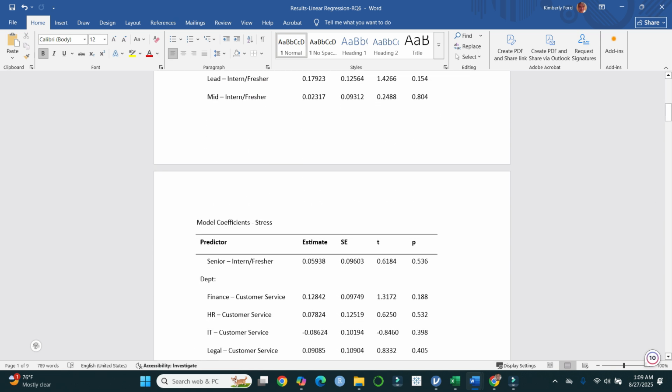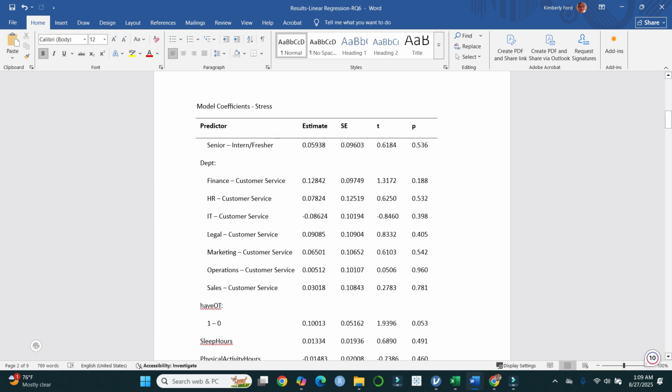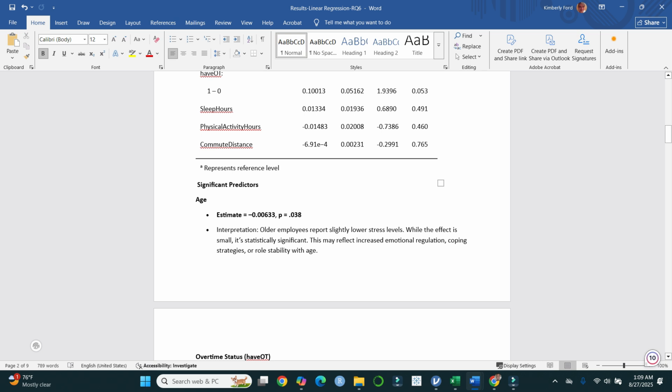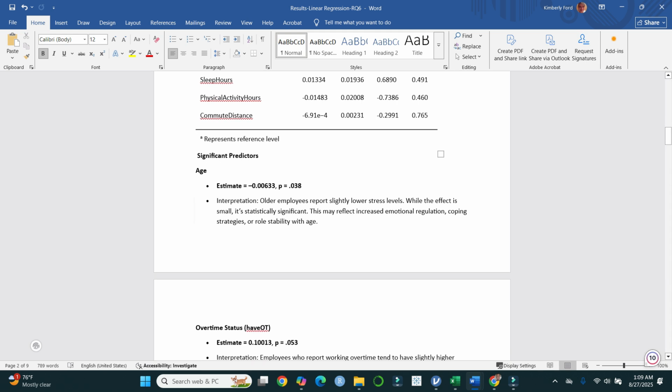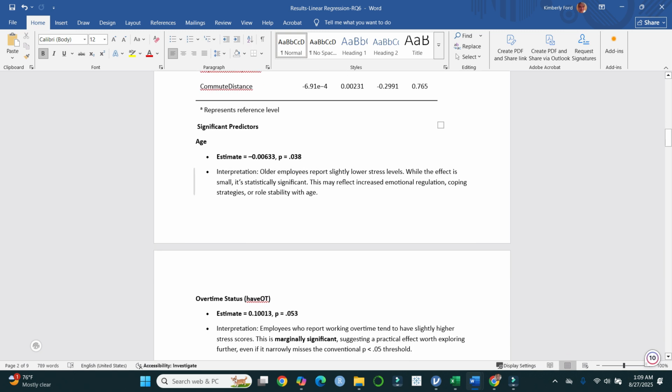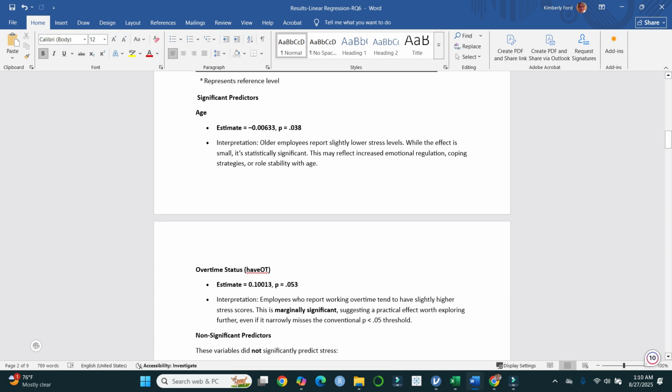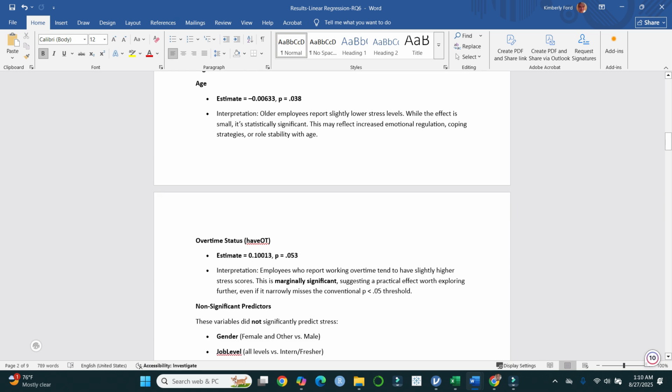So I've got my predictors here. We got a couple of significant predictors. Age, we've got a p-value of 0.038. Older employees report slightly lower stress levels. It is statistically significant, even though it's small. And of course, a lot of times if you're older, you can manage stress better, or cope. That doesn't necessarily mean it's true, but that's one of our significant predictors.